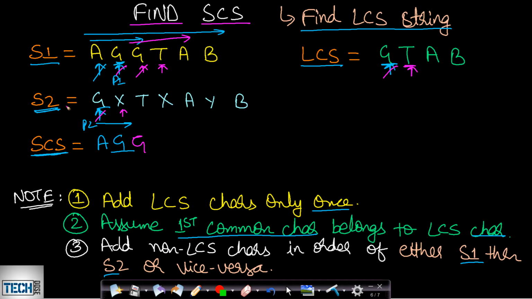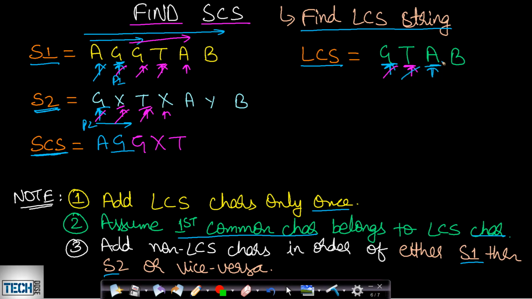We will do the same with S2. We will keep traversing to the right until we hit this character T. This is X, so this will get included, and now we have hit this T. So this T and this T are the same. Therefore this is a common character and we will include it only once. We will increment both the pointers, and we will also increment this one.